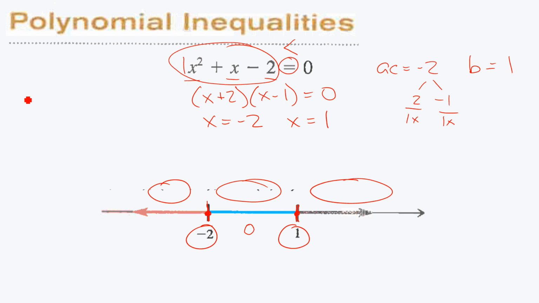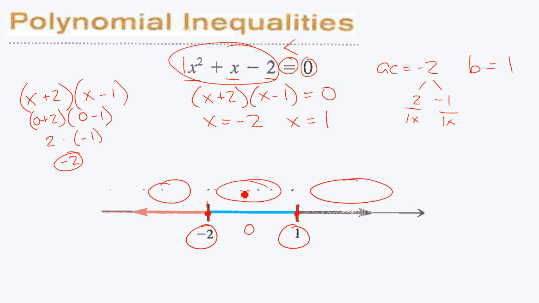Let's go plug it in. So our factored form is x plus 2 and x minus 1, okay? All right, so if we plugged in 0, 0 plus 2 times 0 minus 1, that's 2 times -1, which is -2. And so what we need to do over here is, because we're comparing it to 0, we really only care if this number is positive or negative. So if we plug in 0, we get a negative as the result.